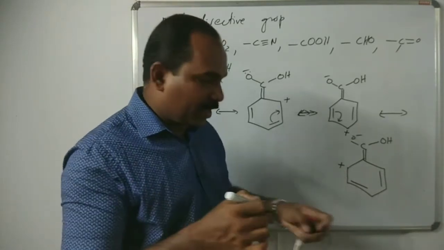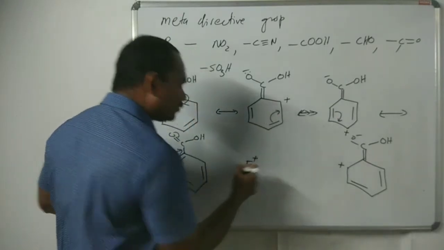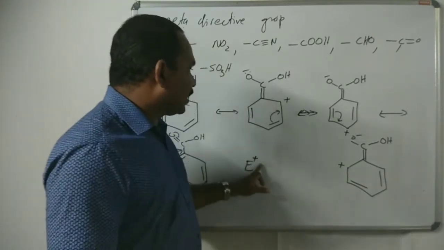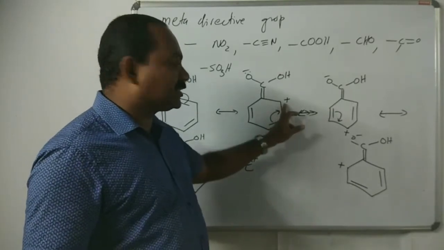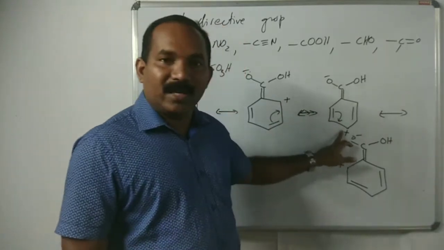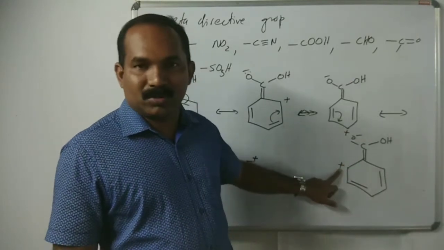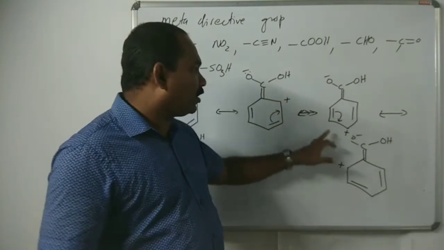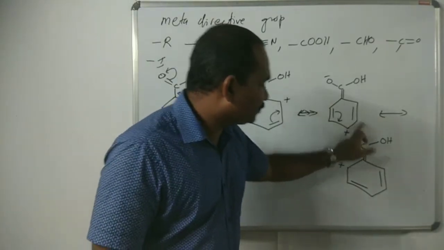Then what happens when an electrophile comes? An electrophile is a positively charged ion or electron deficient. Is the electrophile attached to this carbon? No, it is a positive center. The positive electrophile doesn't get attracted to the positive centers. Electrophile does not attach to the para position, and again not the ortho position. There is the possibility of attaching the electrophile only at the meta position. Meta position is electron rich.